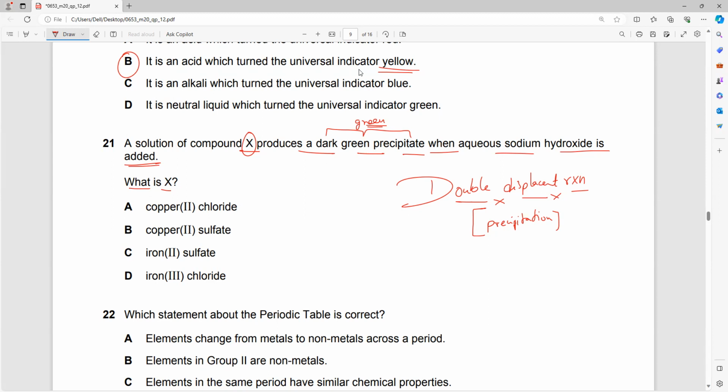Copper chloride, sir. Write the equation, Hari. We'll get copper hydroxide. But what is the color, right, sir? Hari, color? Dark green precipitate, Hari. That's the problem. What is the color?